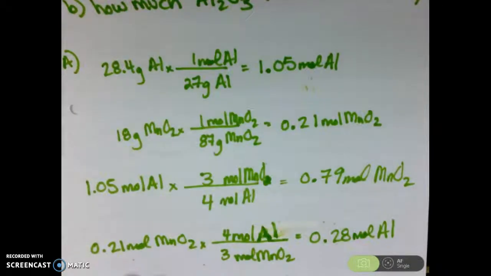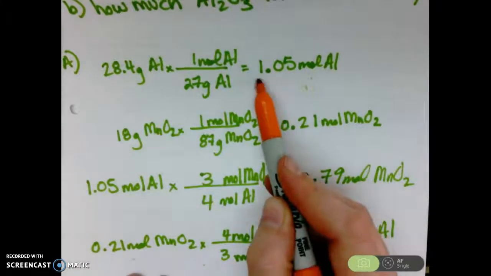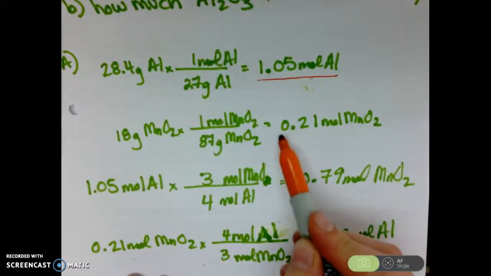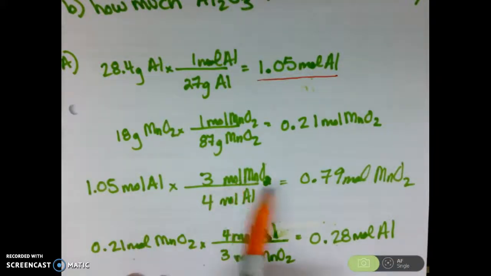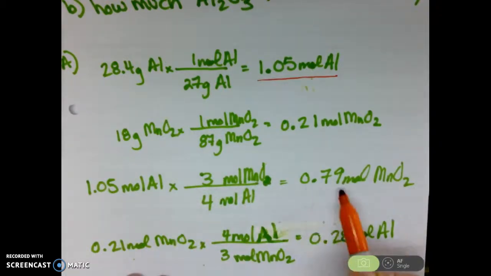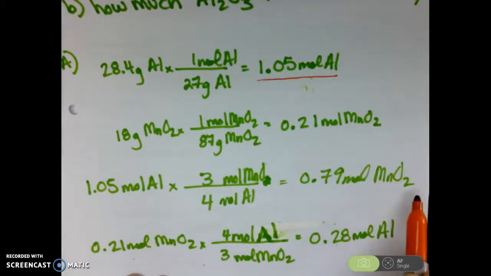Alright, so now it's all completed for us. We take the moles that we have, the 1.05, and then we put it into the ratio. And that ratio, remember, we get from the formula at the beginning. So we had 3 MnO2s and 4 aluminums. Solve that and you get 0.79 moles of manganese dioxide.